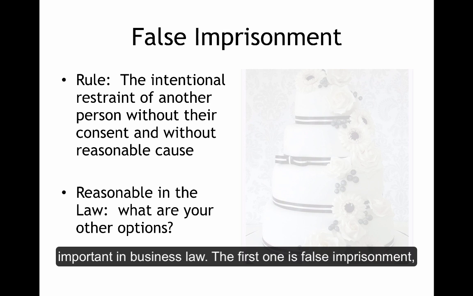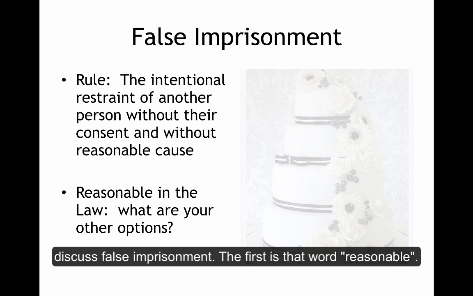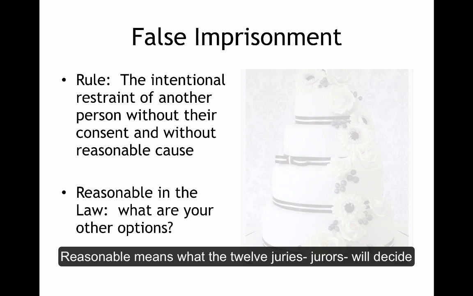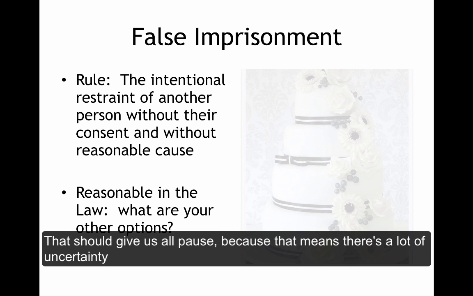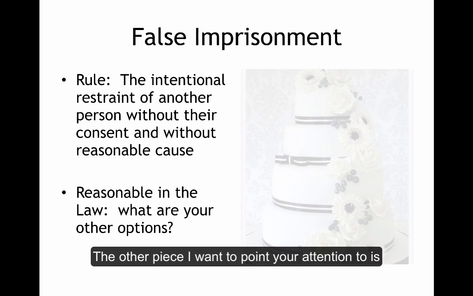The first one is false imprisonment, and you have the rule there. There are two things to think about when you discuss false imprisonment. The first is that word reasonable. We're going to see that word a lot this semester, and reasonable is a word to be very cautious of. Reasonable means what the 12 jurors will decide in a jury, or in the absence of a jury, what the judge decides. So it is not a standard I can define for you. It's a standard that's defined within the trial. That should give us all pause, because that means there's a lot of uncertainty around those legal causes of action that use that word. The other piece I want to point your attention to is what are your other options.